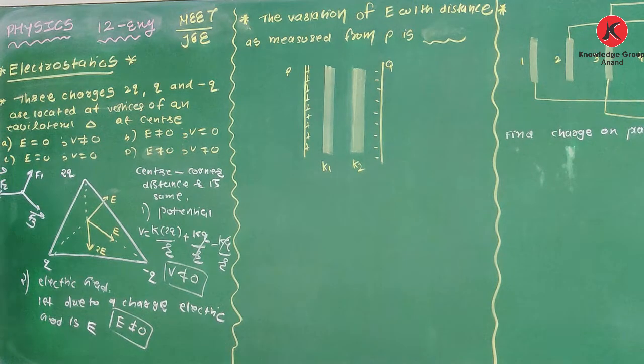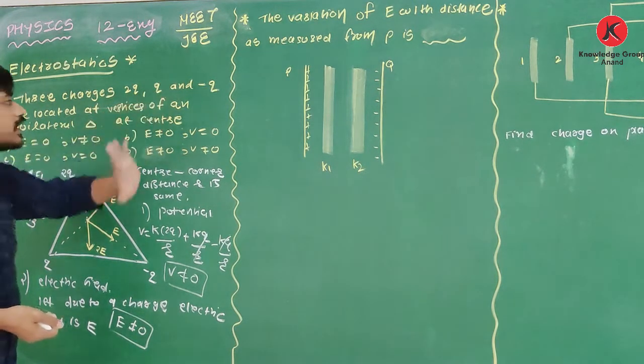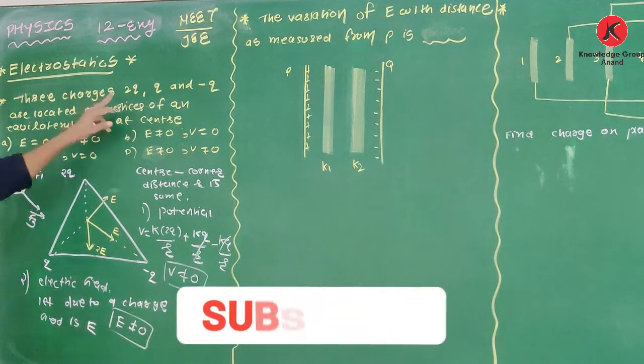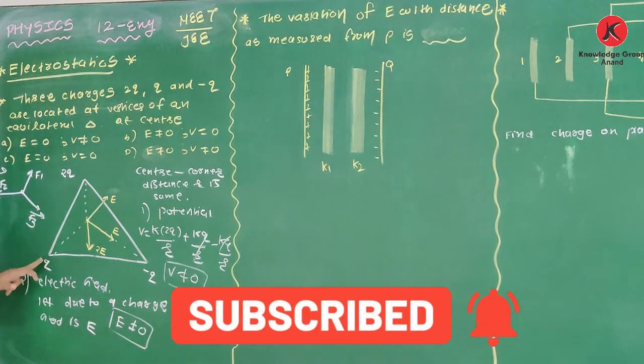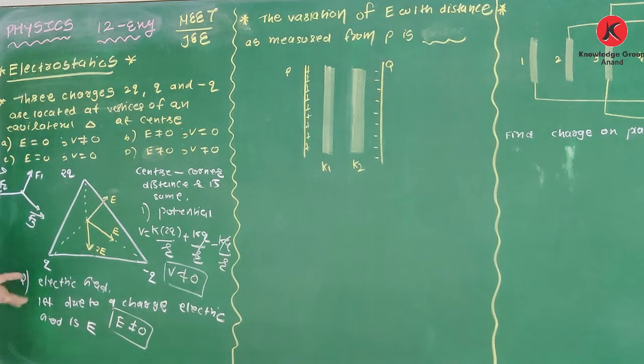But if instead of 2q, q and minus q, you are given 2q, minus q and minus q charges, then due to this charge, potential will be k2q upon r. Due to this, minus kq upon r. Due to this, minus kq upon r. So potential will become 0, and the electric field will again be non-zero. Clear about this? So it is one question based on electric field and electric potential.